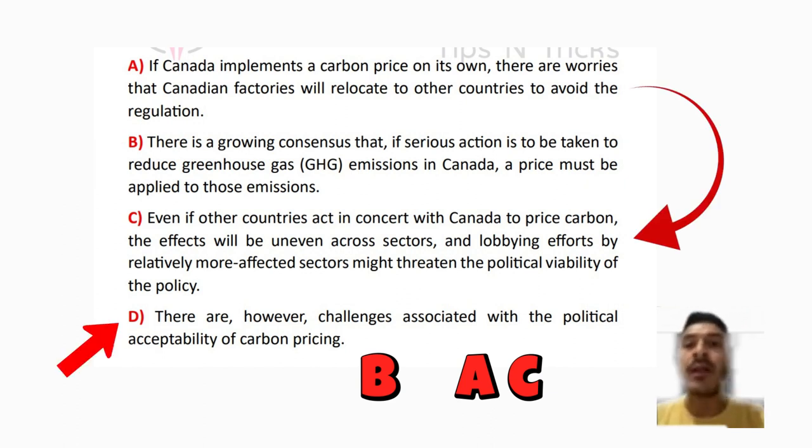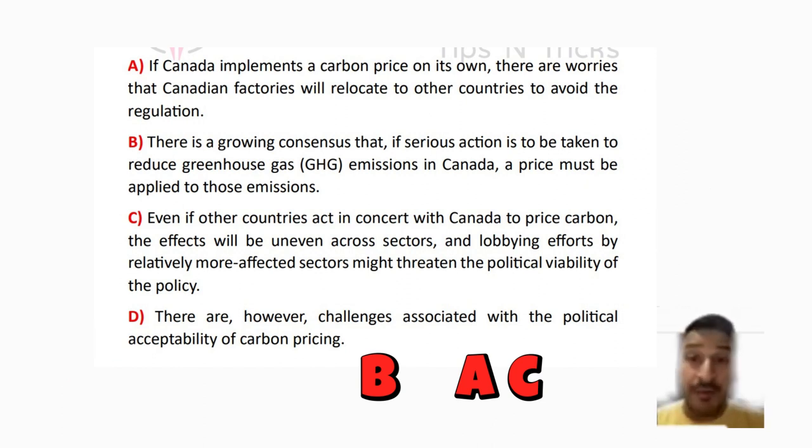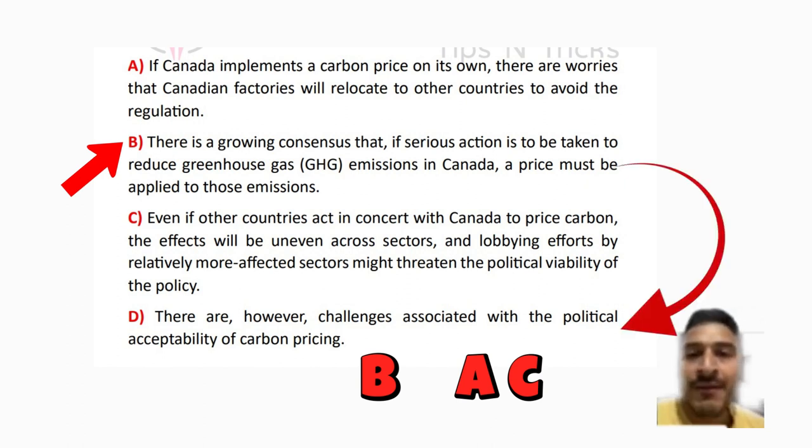A, C or D? If we think A will come after B, so automatically the sequence will be B, A, C, D. If not, if A is not coming after B, then the sequence will be B, D, A, C. So we know that after B, there is a growing consensus that if serious action is to be taken to reduce greenhouse gas emissions in Canada, a price must be applied to those emissions. So in the B option, we are talking about greenhouse gas emissions in Canada. But if we do D after B, D will come.